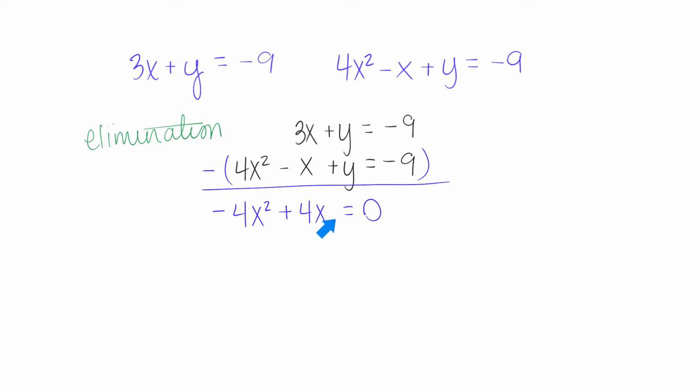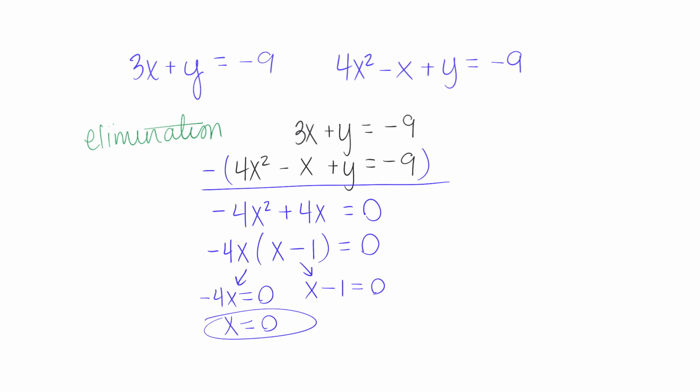It has an x squared, but I'm not going to factor this using the same method of factoring. And all I can do here is take out a common factor. So I'm going to take out a -4x because they have that in common. And that's going to leave me x minus 1 equals 0. And remember, I was able to do that because I was already at 0. Okay, if we divide this up, we have -4x equals 0 and x minus 1 equals 0. So therefore I know x is going to be 0 and x is going to be 1.